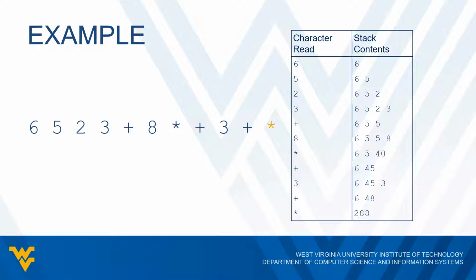And then we read the multiplication sign. So we're going to pop 48 and 6, multiply them together. That gives us 288. And then we push 288 back onto the stack. So now our stack is just 288. What we find now is that we're at the end of our sequence. There aren't any more items in here. So we would pop the final value from the stack, which in this case is 288. So that would be the result of this expression.